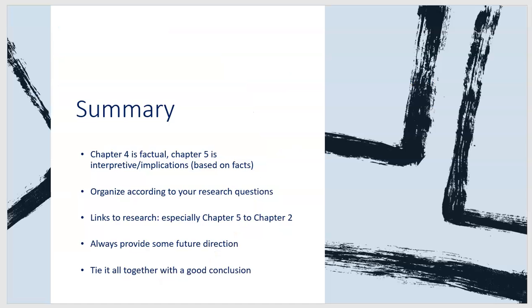All right. Finally, here's a summary. Chapter 4 is factual. Chapter 5 is interpretive, the implications. But it's based on the facts that you found in Chapter 4. Organize according to your research questions. That's a good basic framework, because your dissertation is about answering the research questions overall. Link to the research, especially Chapter 5 to Chapter 2. Chapter 5 and 2 are related somewhat because you're filling the research gap that you talked about in Chapter 2. Always provide some future direction with those ideas for future research, and then tie it all together with a strong conclusion. This is it. This is your stake in the ground, and now I'm done.